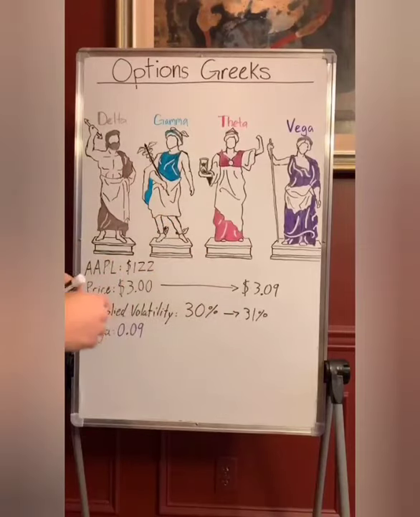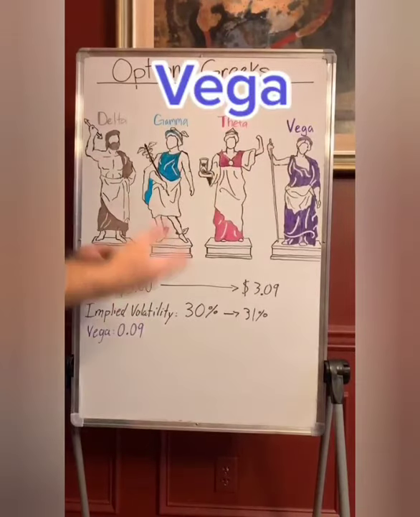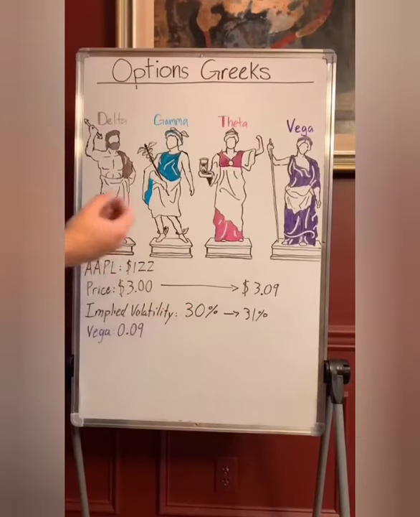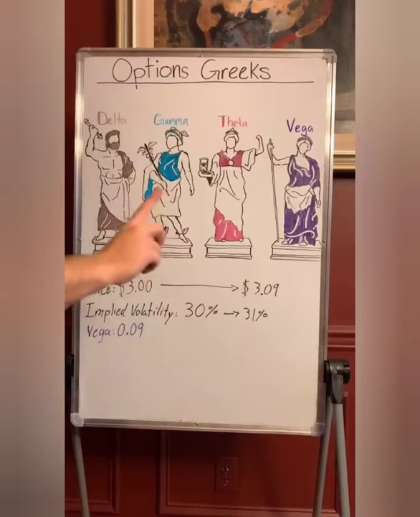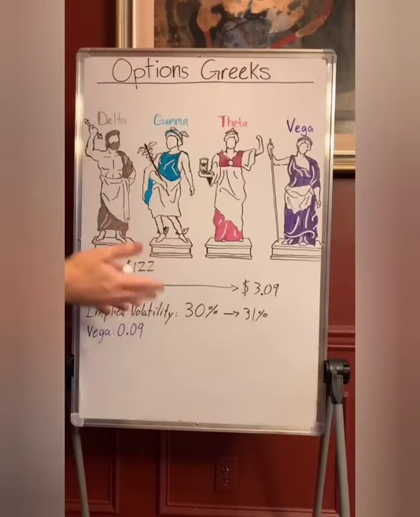Options trading, lesson number 12. Option Greeks, now we're going to be talking about vega. Vega is going to change the price of the options contract per 1% change in the implied volatility.